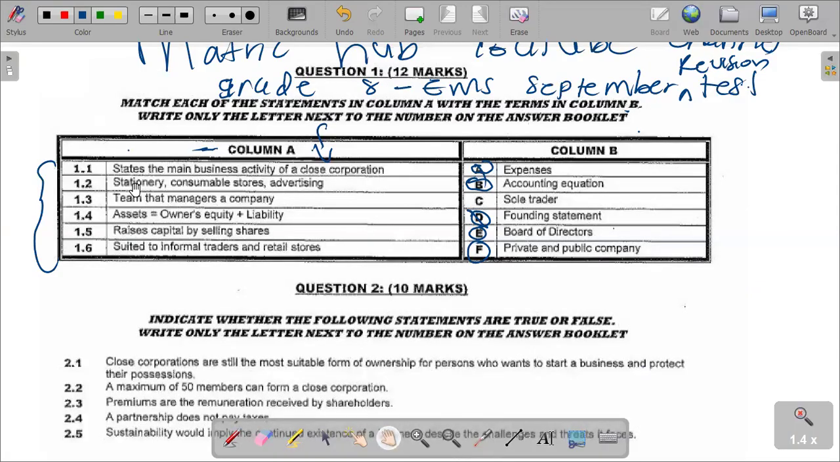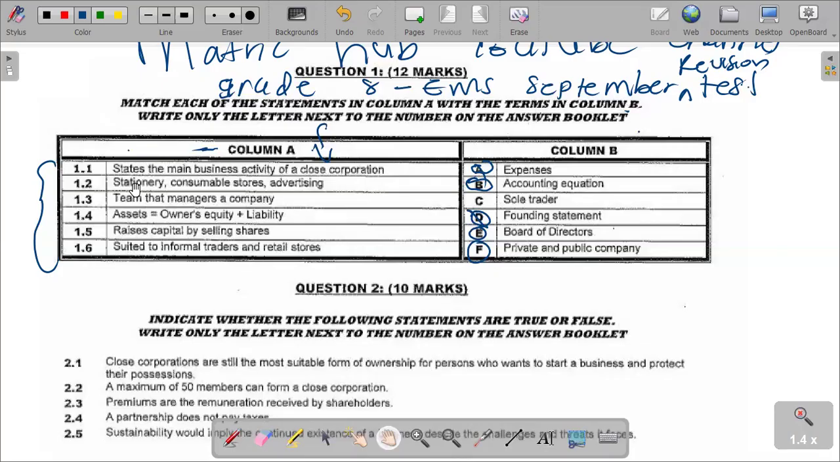So what does it mean? It means that basically these are not people that are necessarily registered with the Companies Act. They are not necessarily registered. These are the people that decided to just start a small business, a small market, just to start selling so that they can make profit.